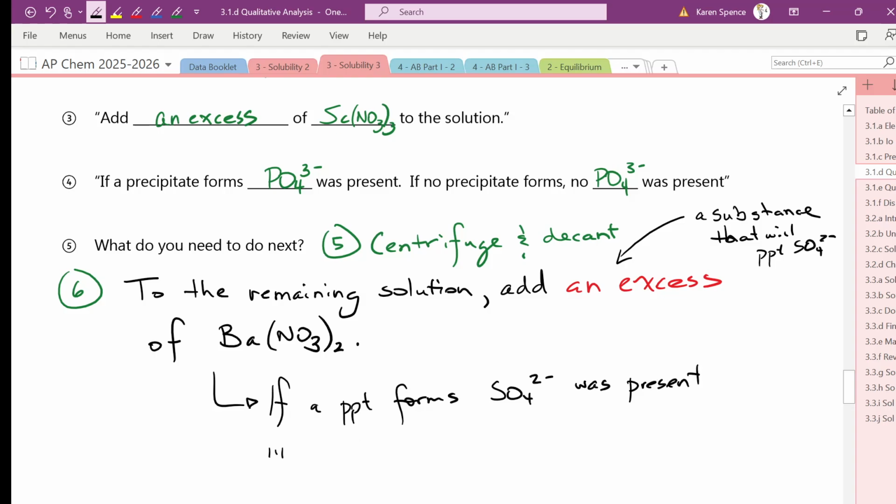If no PPT forms, SO4 2- was not present. And again, if there was another ion, or if it asked you to separate them, you would do another centrifuge and decant. If it just is like identify whether they are there or not, you could stop here.